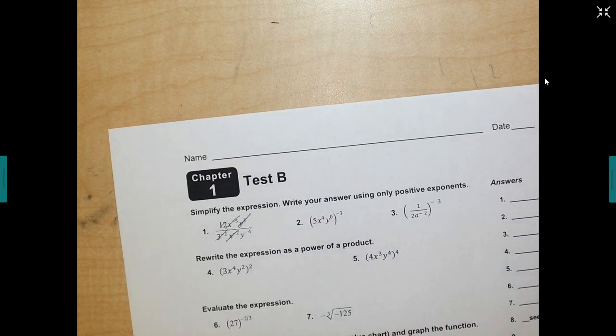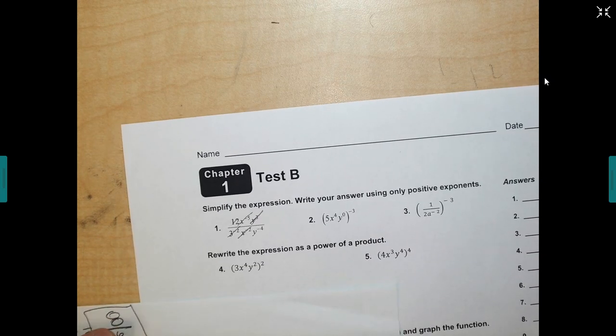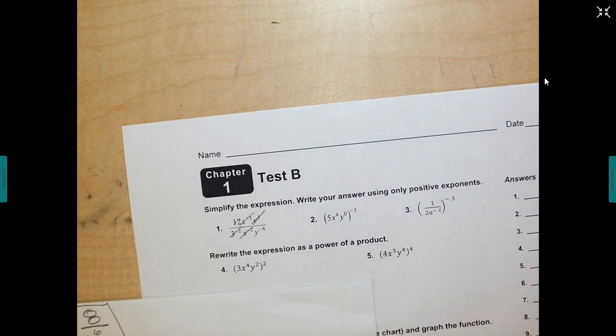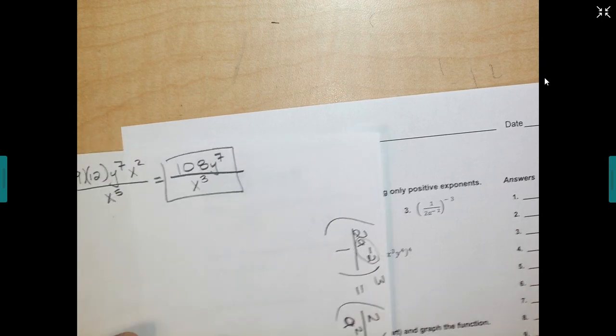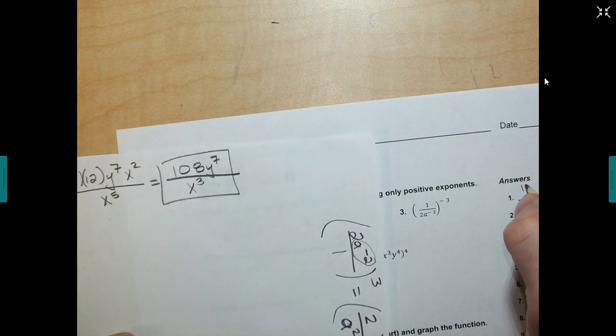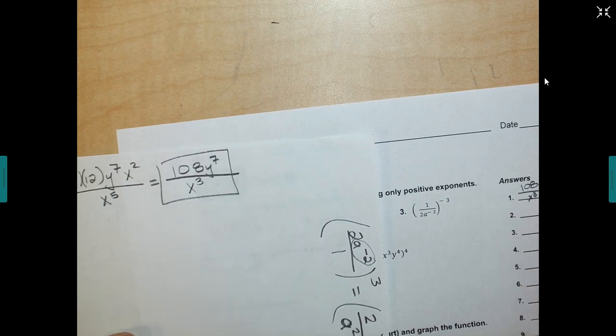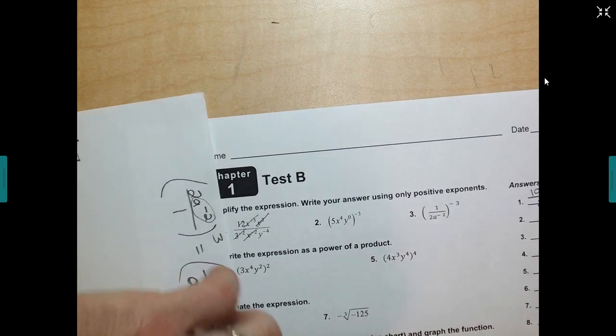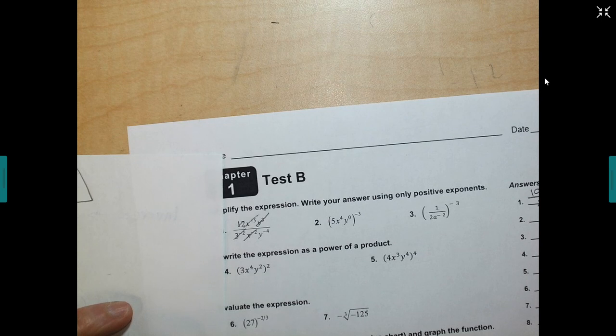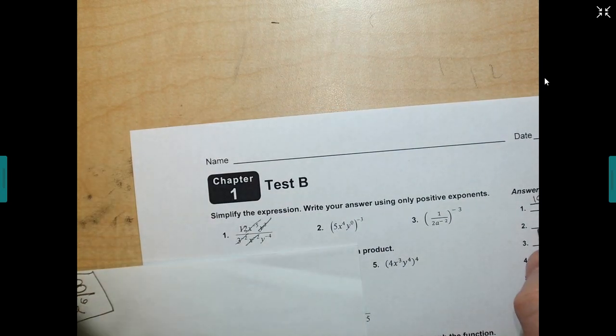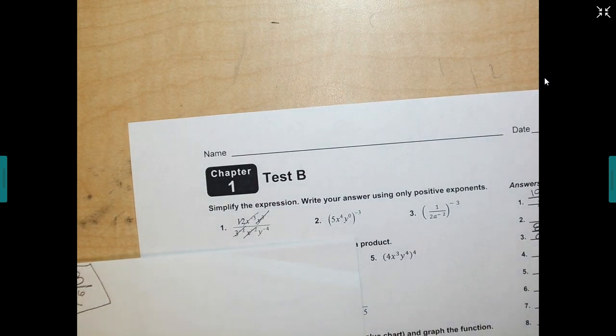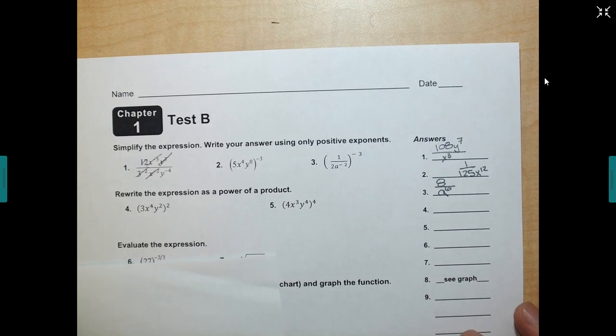All right, there's 1, 2, and 3. Number 4. Actually, you know what? I will put these in here. So number 1 is 108 y to the 7th over x to the 3rd. Number 2 is 1 over 125 x to the 12th power. And number 3 is 8 over a to the 6th power. There it is.